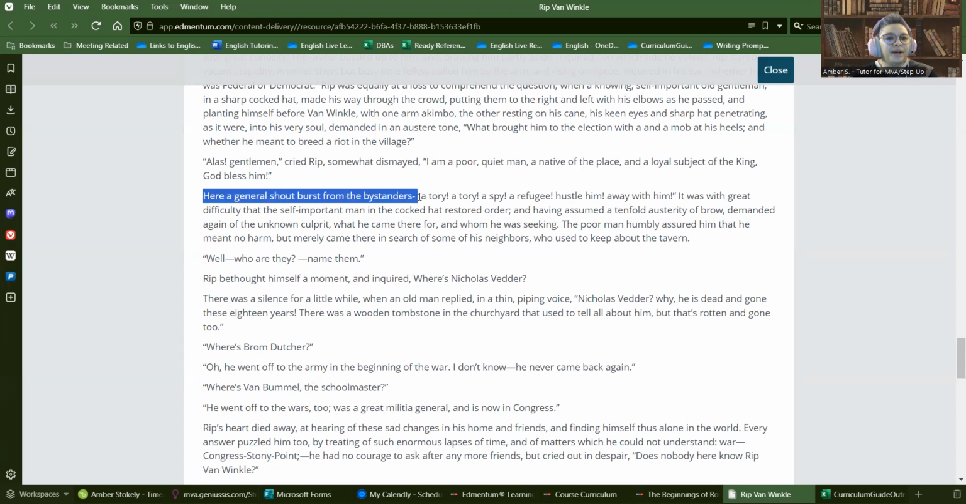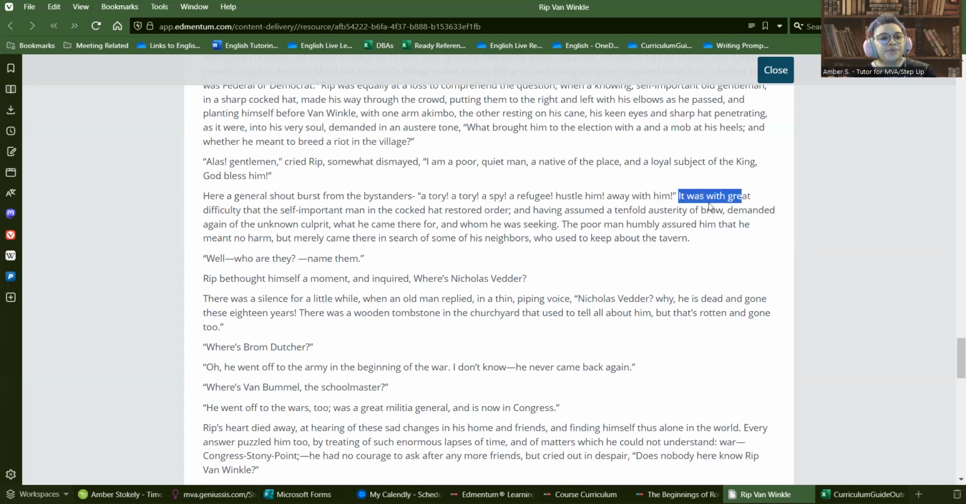Here a general shout burst from the bystanders. "A Tory, a spy, a refugee, hustle him, away with him." So a Tory is basically, it's not really the equivalent, but it's parallel to like the Republicans, but in Britain. So in Parliament, that's their government system in Britain. A Tory is someone who's more conservatively leaning, and they're known for being more loyal to the crown, at least in the past. So they assume that he's supporting the crown, and I mean he is, but not in the way that they think. They think that he doesn't support the freedom of the colonies for America, and that's not it at all.